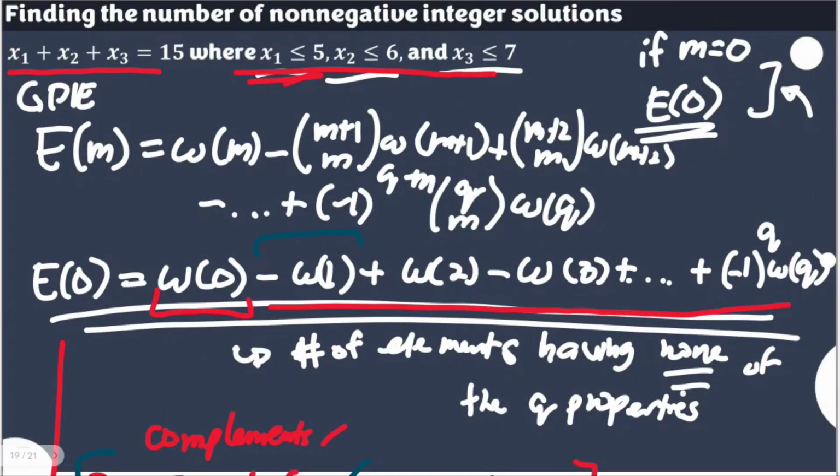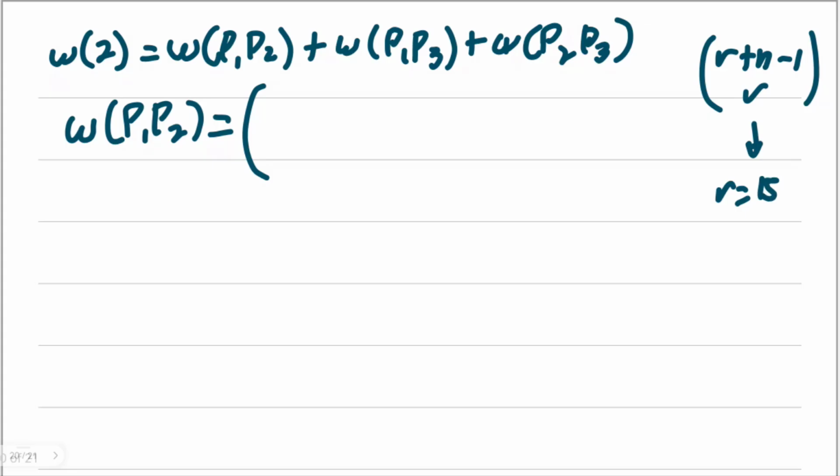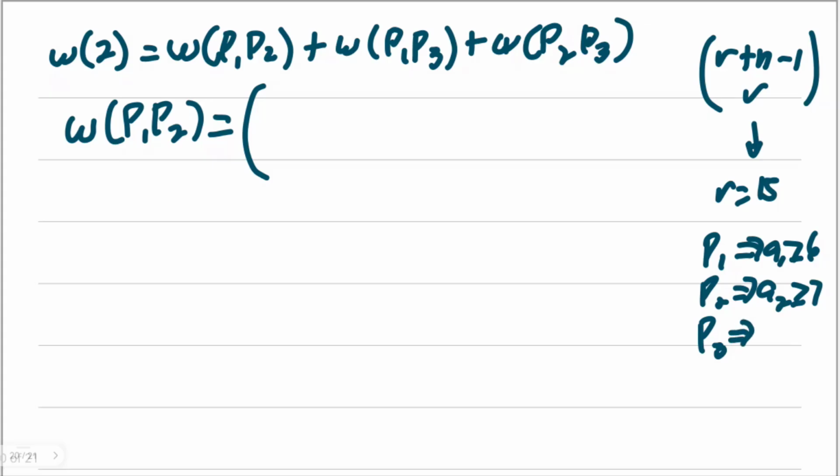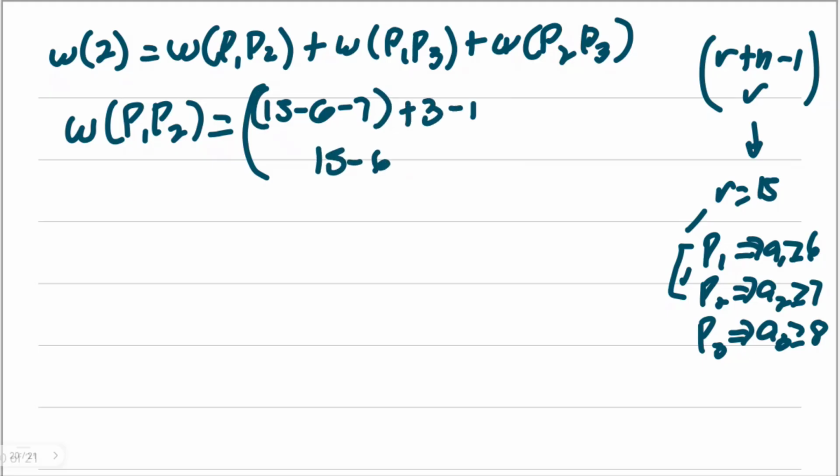Now take note, r is still 15, but our p sub 1 is a sub 1 greater than or equal to 6, our p sub 2 is a sub 2 greater than or equal to 7, and p sub 3 is a sub 3 greater than or equal to 8. So how many would be added if we consider the minimum, 6 and 7, at the same time? That's why you have here 15 minus 6 minus 7, the 6 possibilities for this and 7 possibilities for that, as our r, plus 3 minus 1.